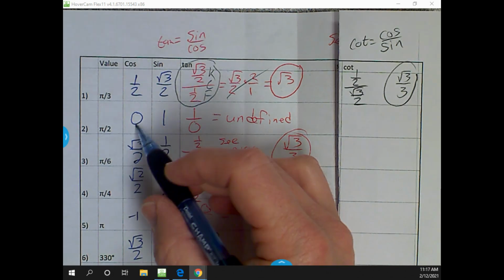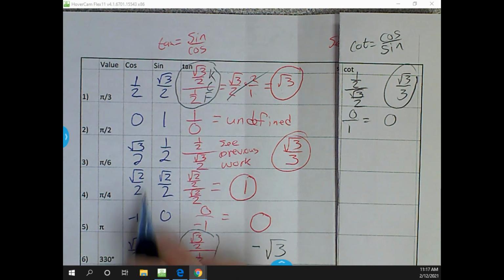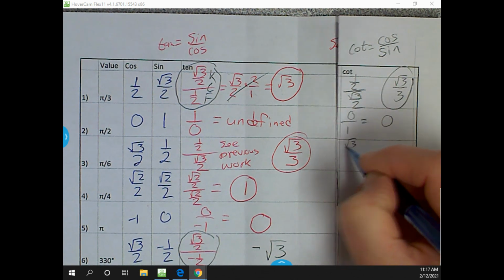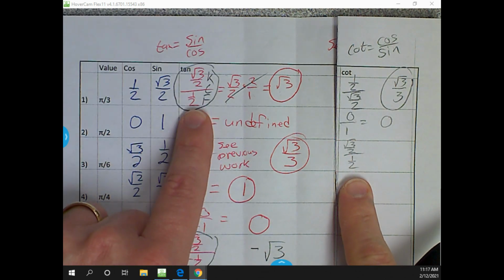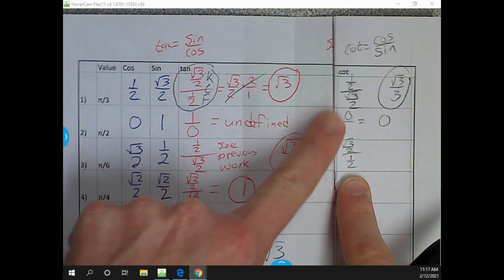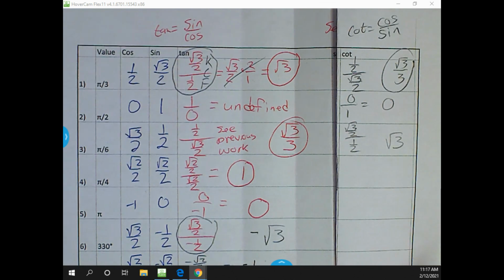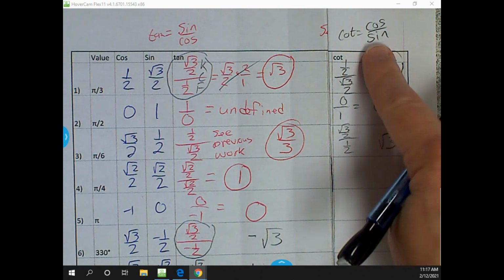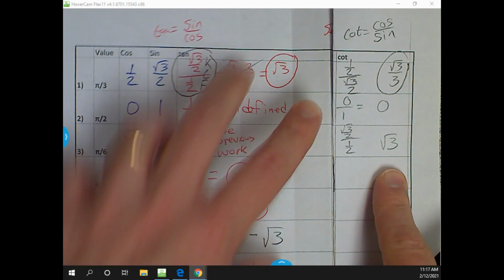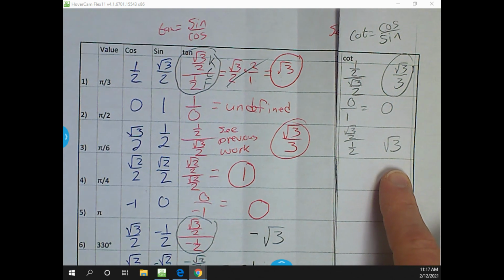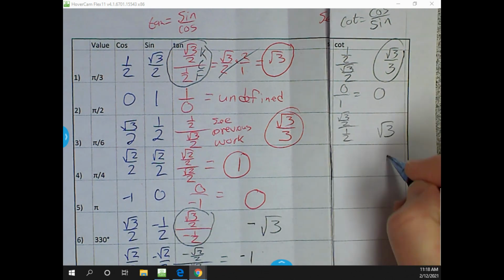Well, this one's going to be 0 over 1. We know that's going to be 0, so that's easy. If we do this problem, it's square root of 3 over 2 over 1/2. But we already did this problem right here. We know that answer is square root of 3. This answer's got to be the same answer. So there's no new answer in cotangent that you don't already have in tangent. Once you make out this sheet, every answer that's possible is going to pop up. This one, it's the same number over itself, so it's still just 1.